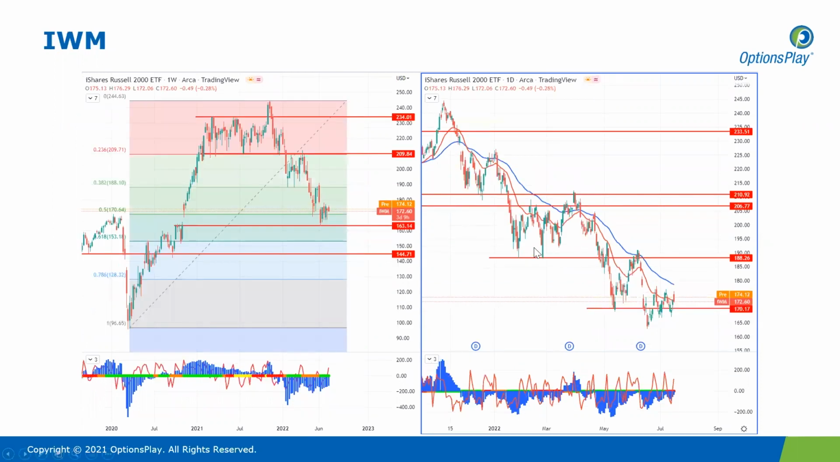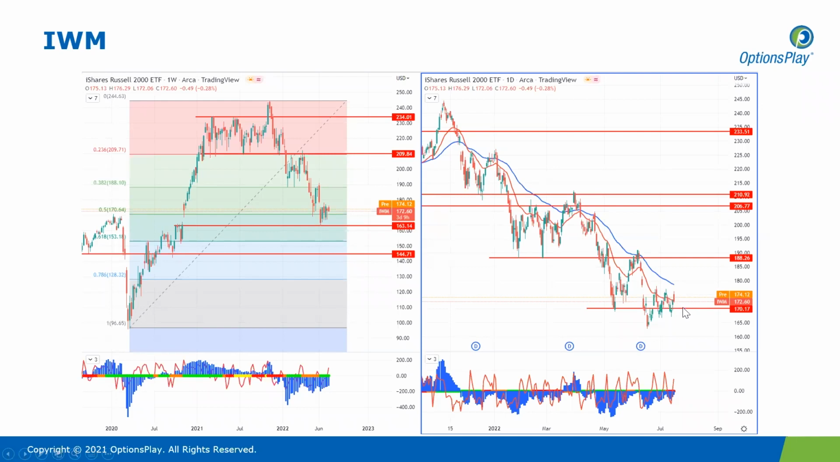Small caps, IWM, the Russell 2000. We are seeing price now back above that 170 key level, which is a 50% fib retracement level, but overall, not so much upside momentum. Price is really struggling to break above 175. And overall, we're not really seeing that outperformance in small caps that we potentially were starting to see relative to large cap names. But still, price is maintaining above 170, potentially forming a base.